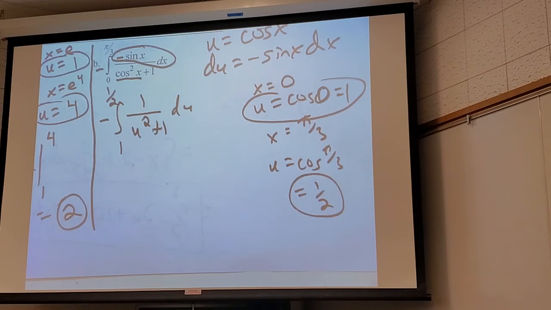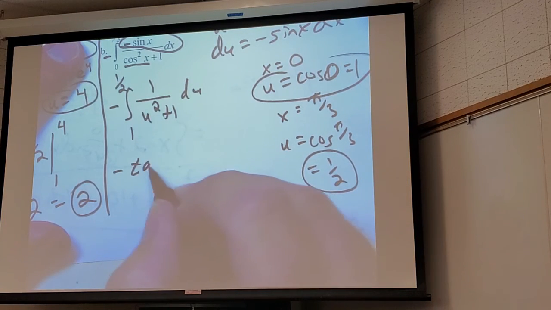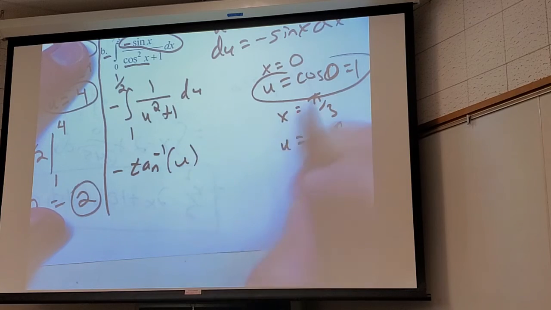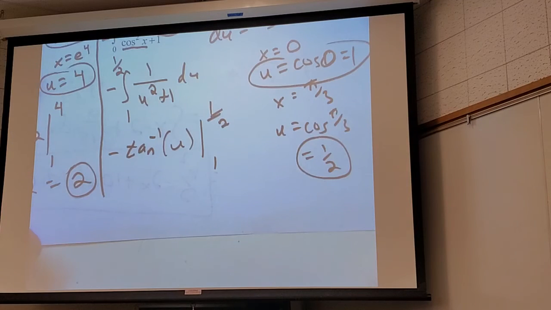Now here's the evil part of this. If I gave you a problem like this, this is one of the ones I told you you didn't have to memorize, but does anyone happen to know what that integral is? It's arctangent. And that's one of the ones I didn't make us memorize. So this would be negative inverse tangent of u from 1 to 1/2. So if I did give you that problem, I would provide you with a list of some derivative rules I didn't make you memorize. You just have to pick out the right one, right?